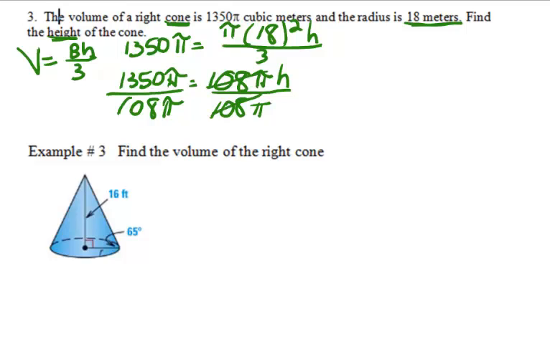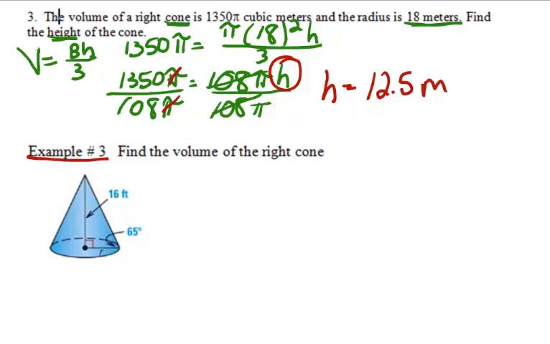108 pi on both sides. So those are going to cancel, and I'm going to get just my height, h. And the pi's over here will cancel. And 1350 divided by 108, my height is going to be 12.5. And this is in meters. My height is in meters.